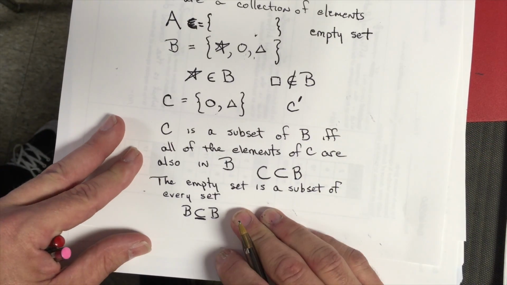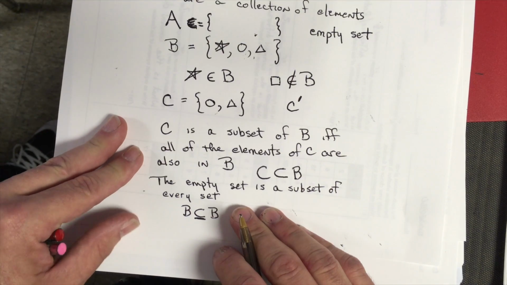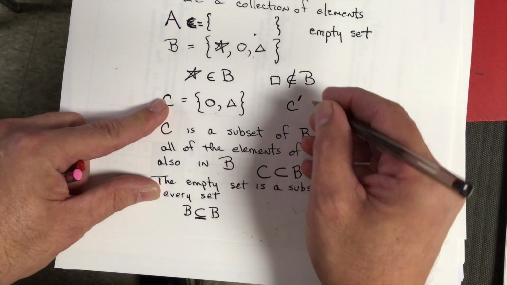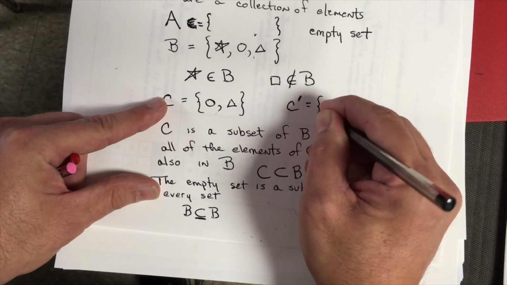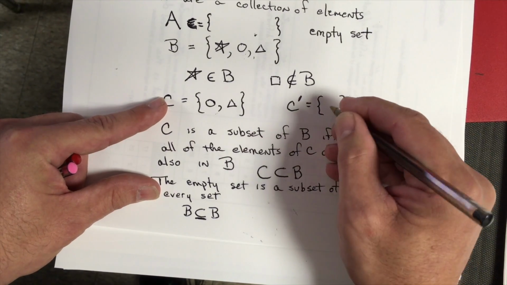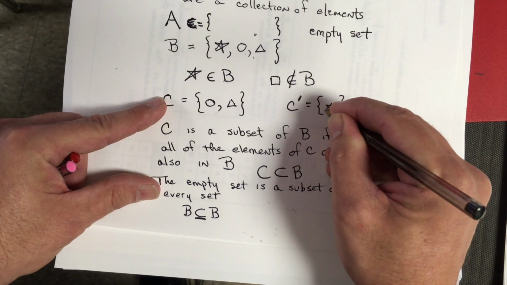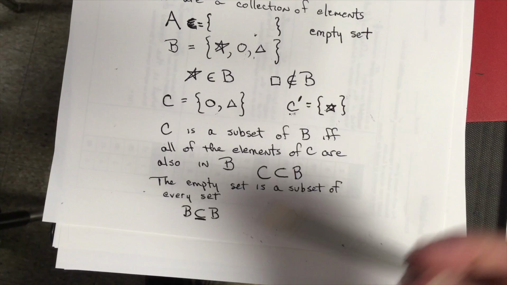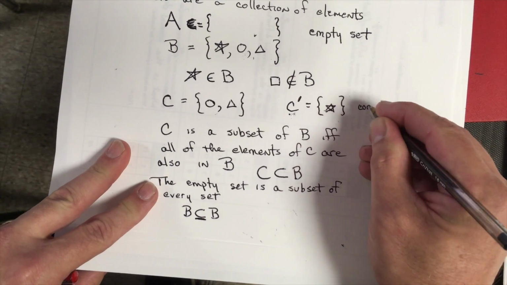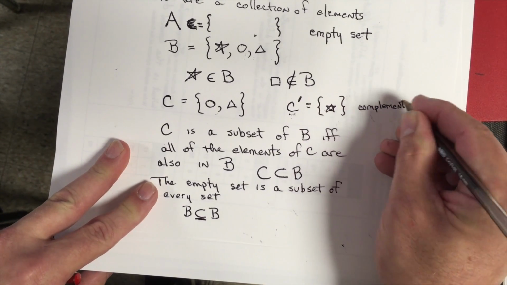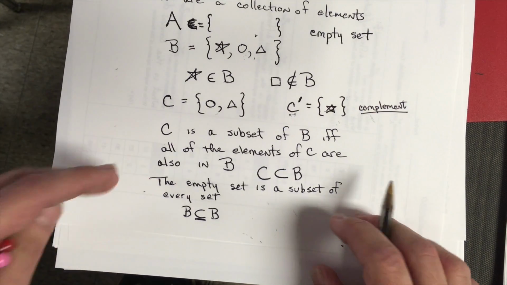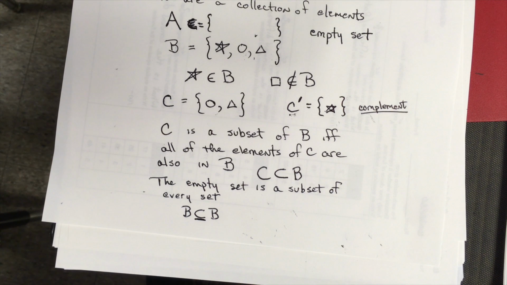This is the complement of C. Now, assuming that B is our universe for the moment, the complement of C would be all of the elements that are not in C, in such a way that if I put these two together, they would be the whole universe. This is the complement of C. And it's sort of like a complementary angle, where it's all of the degrees you need to add up to 90 to make a right angle.